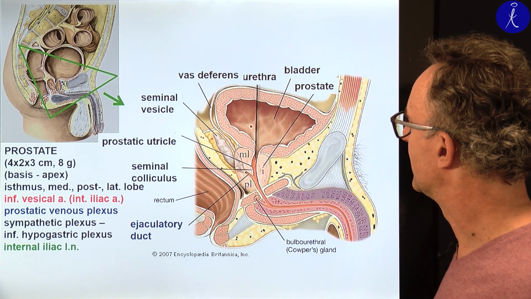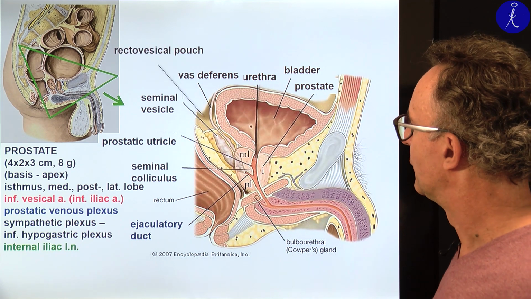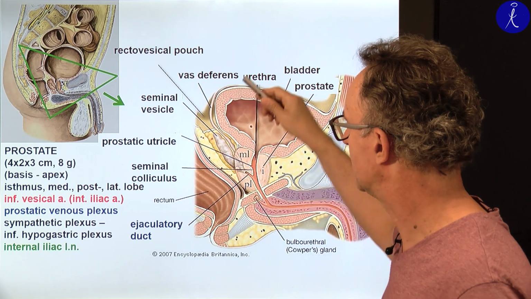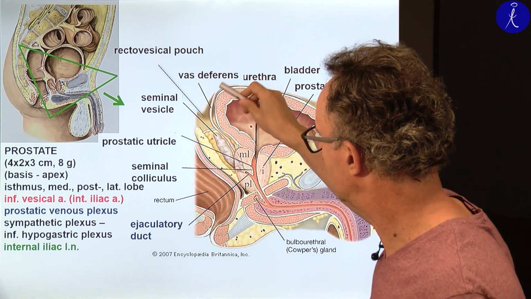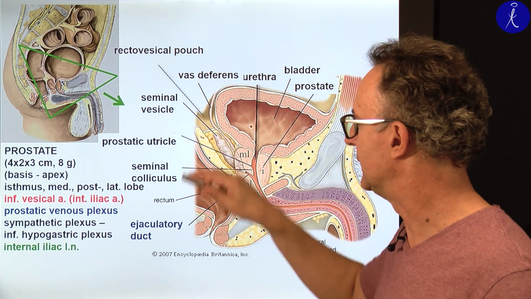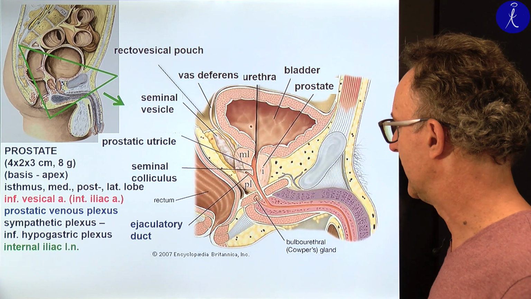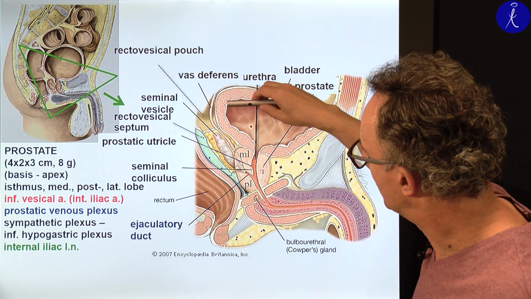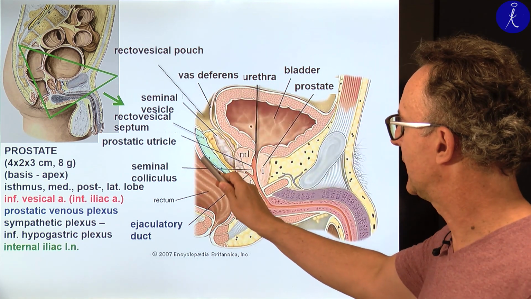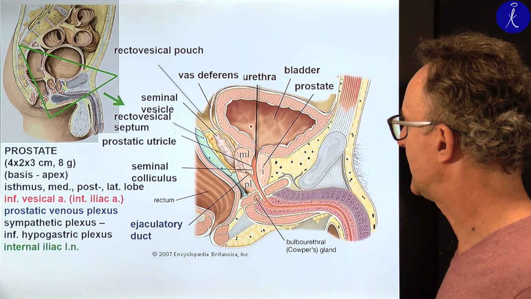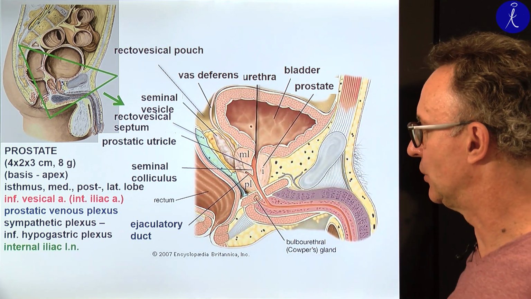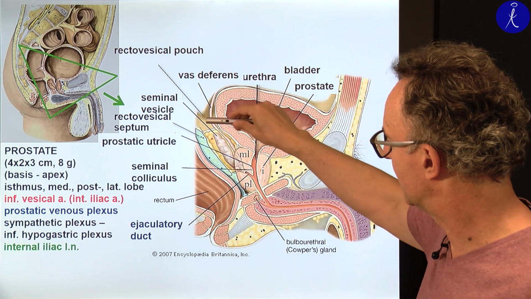Now we have other structures here that I want to highlight. For example, this is the reflection of the peritoneum, which comes from the bladder, so that's why the bladder is infraperitoneal as well, and reflected to the rectum. This is the rectovesical pouch. In men, this is the deepest point of the peritoneal cavity. We have a very important septum in green now, which separates the rectum from the seminal vesicle. This is the rectovesical septum. This is the Denonvilliers fascia in clinical practice.